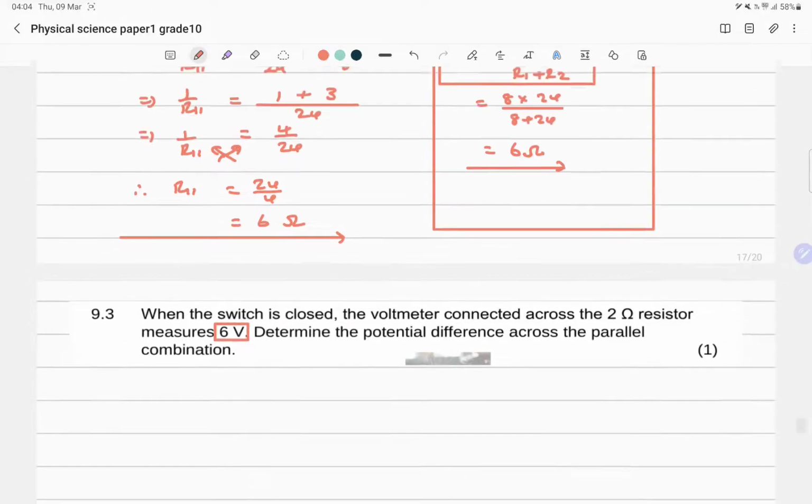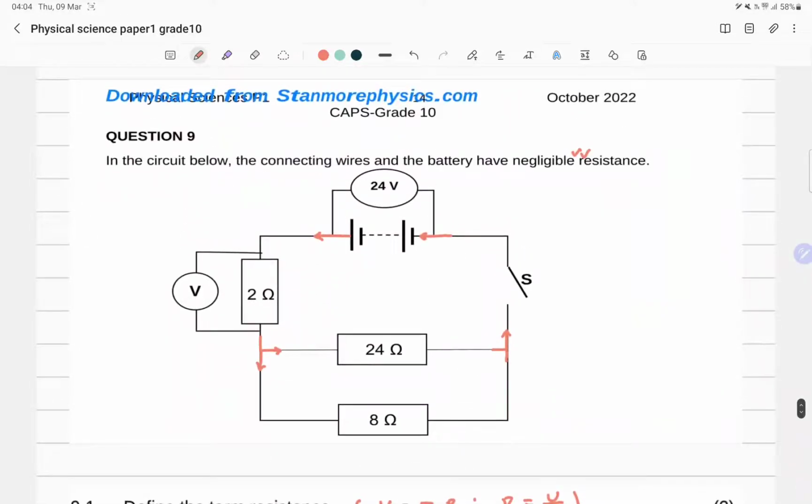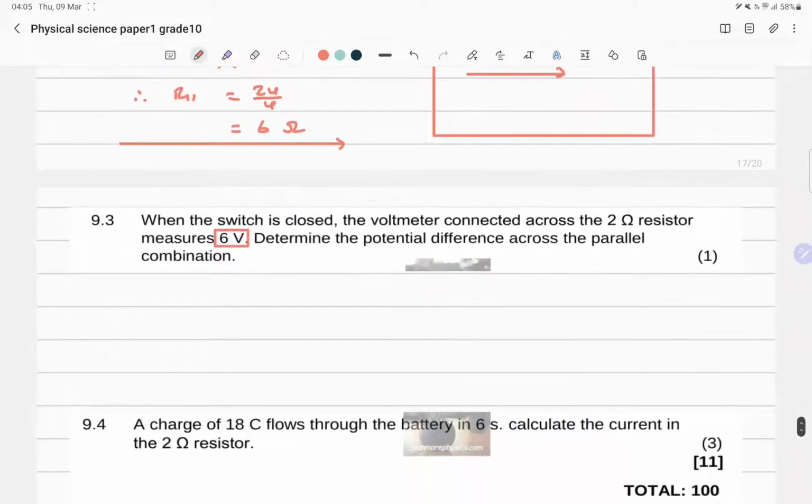Okay, now when the switch is closed, the voltmeter connected across the 2 ohm resistor measures 6 volts. So now we are told that we have 6 volts here when this is closed. Great, not a problem. It says determine the potential difference across the parallel connection. It's easy. V parallel. Okay, maybe let's do this one first.